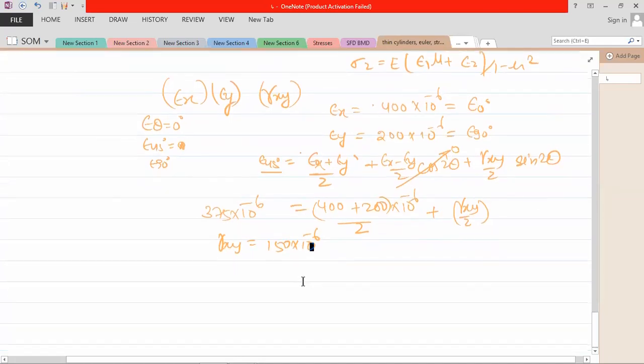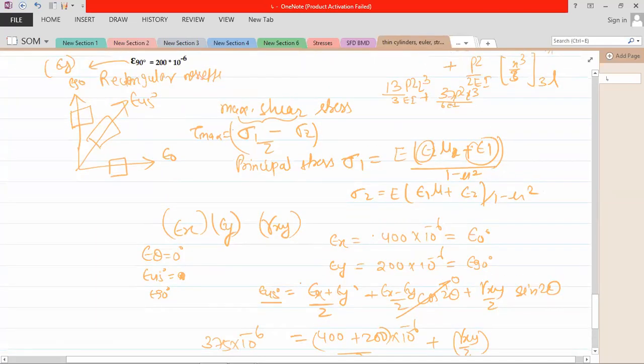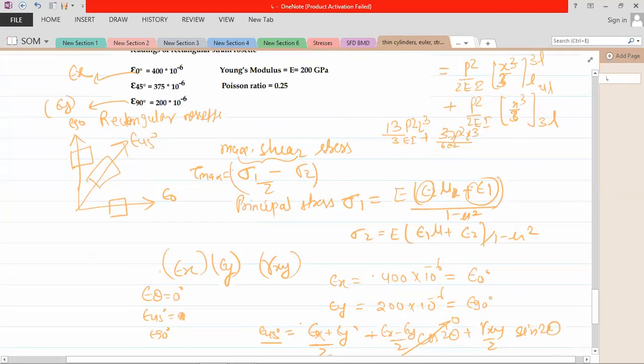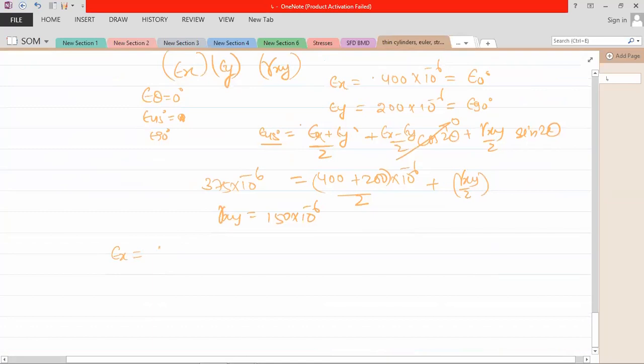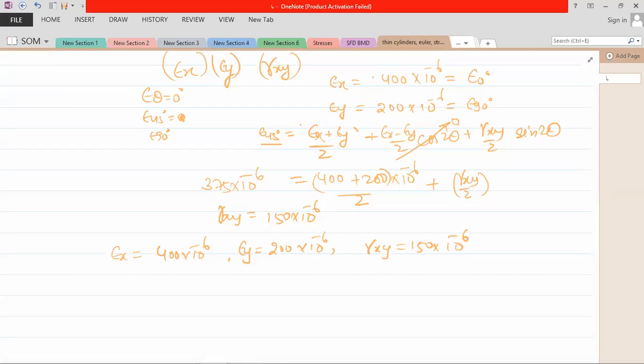So your three values are known now. Epsilon x is 400 into 10 raised to the power minus 6. Epsilon y is given around 200 into 10 raised to the power minus 6. And your gamma xy is 150 into 10 raised to the power minus 6. Now three things are known. We can draw the Mohr circle and obtain the principal stresses. So what would be the principal stresses?